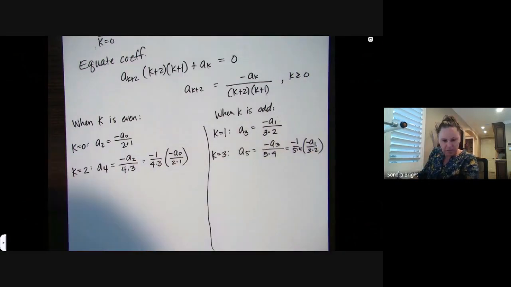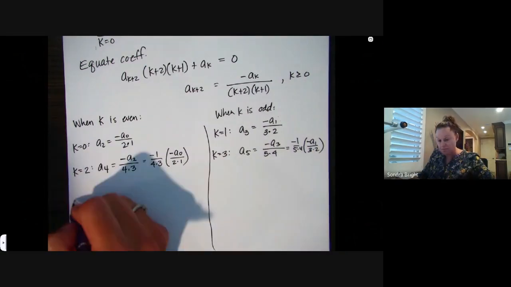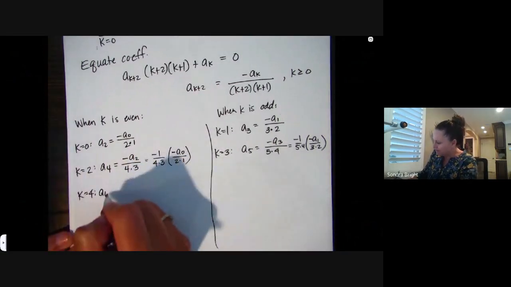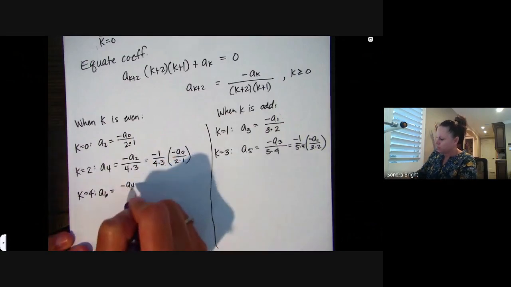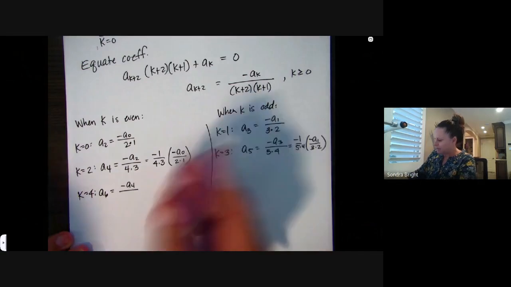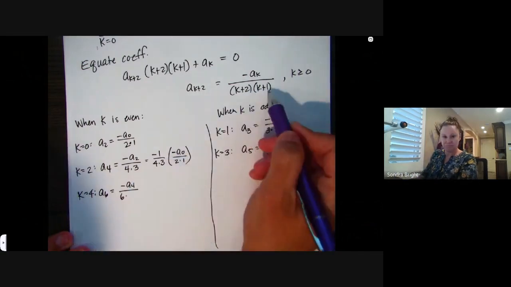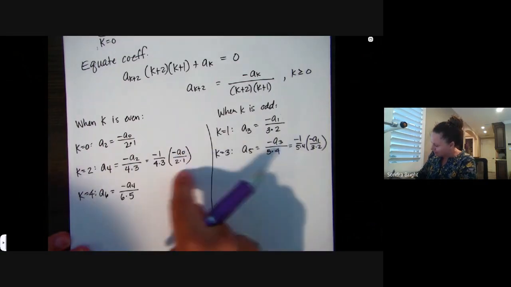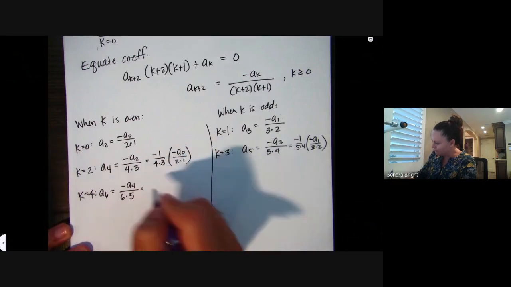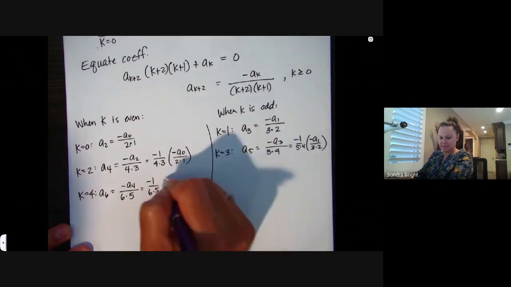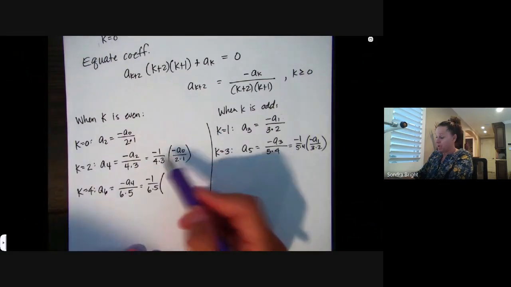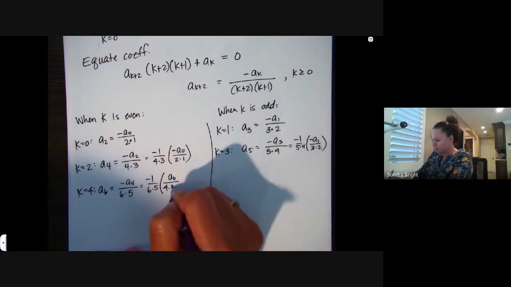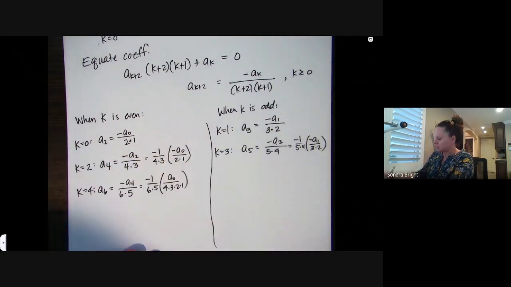How many am I doing? K is 4. When k equals 4, you would have a6 is equal to negative a4 over 4 plus 2 would be 6, 4 plus 1 is 5. But I know what a4 is. It's this guy. So that means it's a negative 1 over 6 times 5 times, let's clean this guy up. This would be a positive a naught over 4 times 3 times 2 times 1. Hoping you're seeing the pattern at this point.